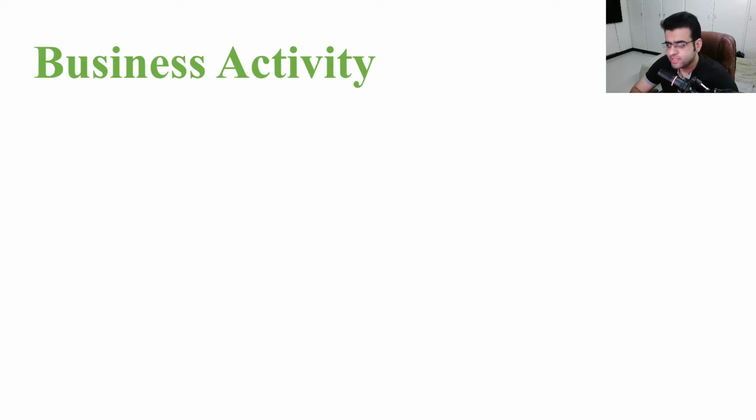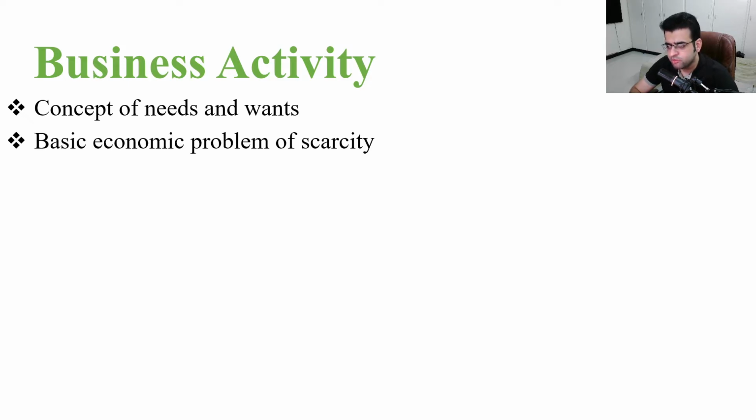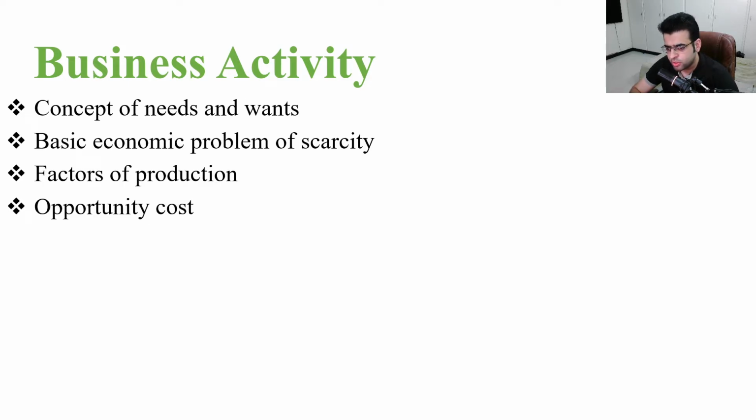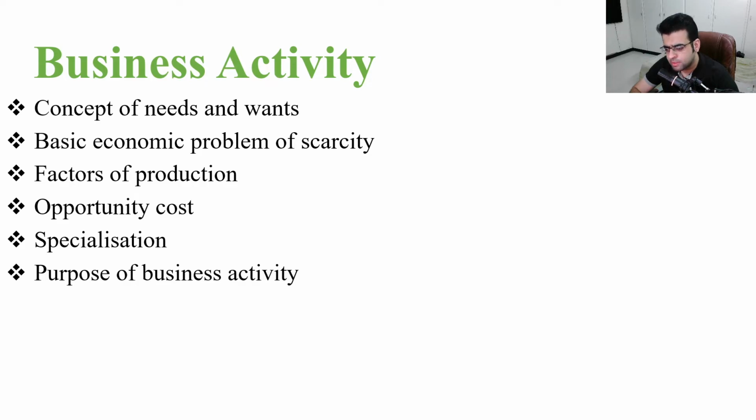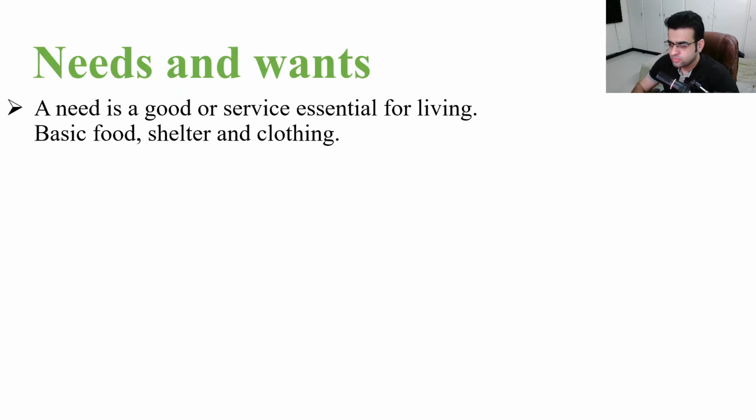Today we will be discussing the chapter Business Activity. In this chapter, we will be covering the concept of needs and wants, the basic economic problem of scarcity, the four factors of production, opportunity cost, that is the next best alternative forgone, specialization, the purpose of business activity, and the concept of added value. So let's begin with the concept of needs and wants.